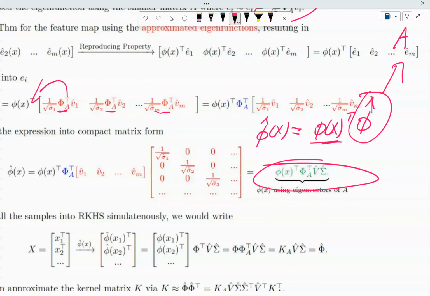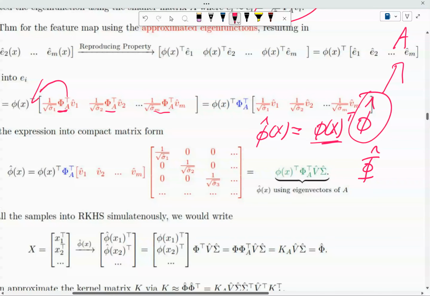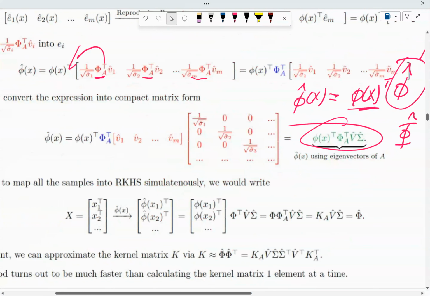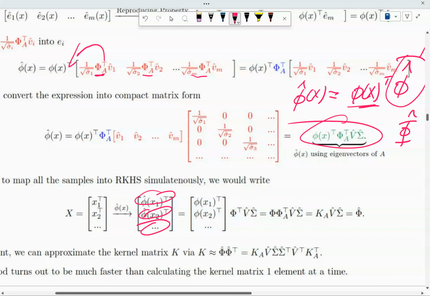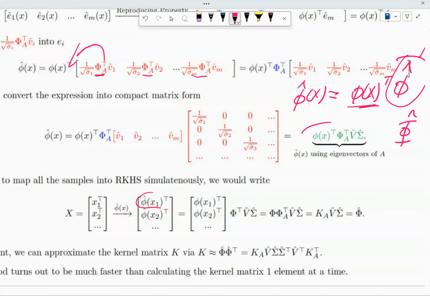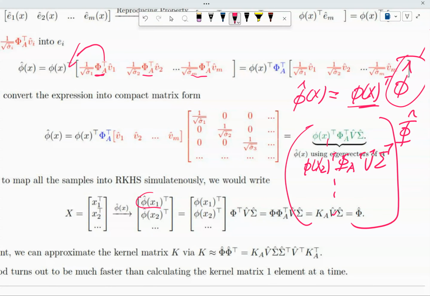So this is how you would essentially pass the data in and get its features in the feature map. Now, if you only have one sample, this is it. But we want to find the phi matrix, so we have to pass every single sample in. When we pass every single sample in, it's equivalent to this right here for x1, then x2. So you basically do phi transpose phi A transpose v hat sigma hat. You can see how, when we pass every single sample in, you'll result in this.